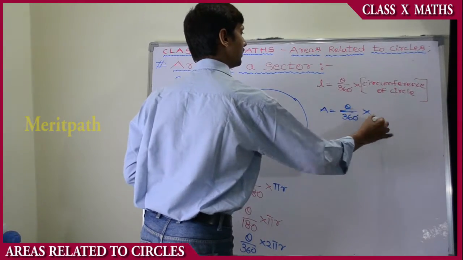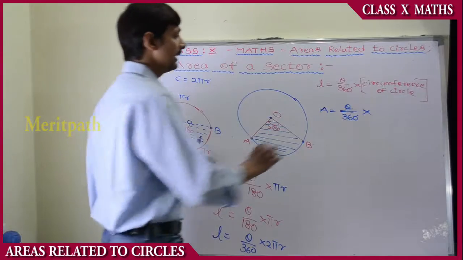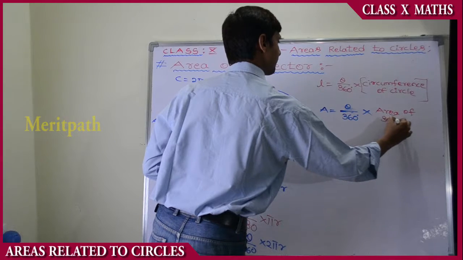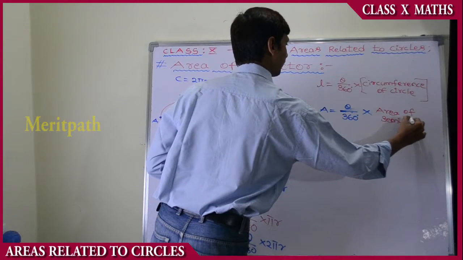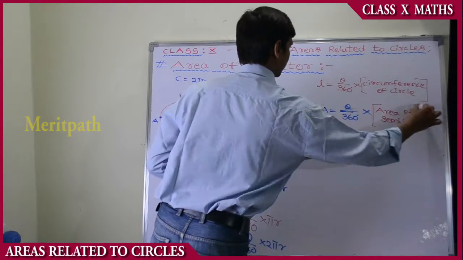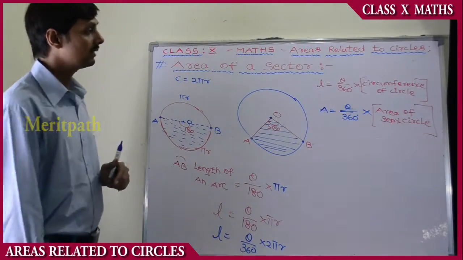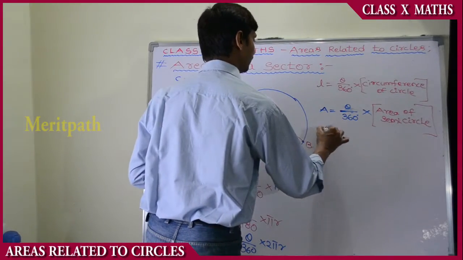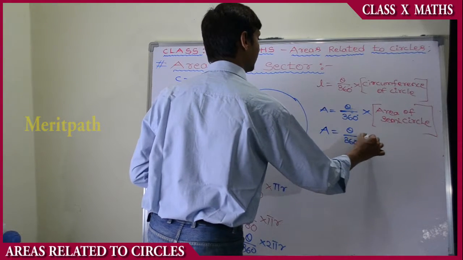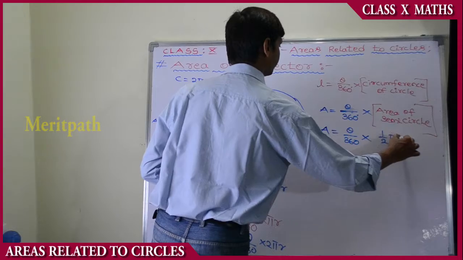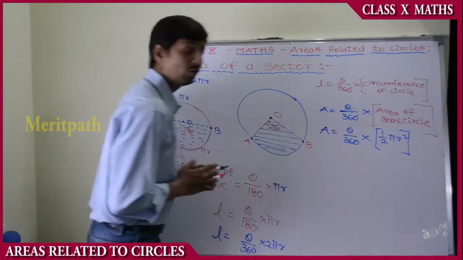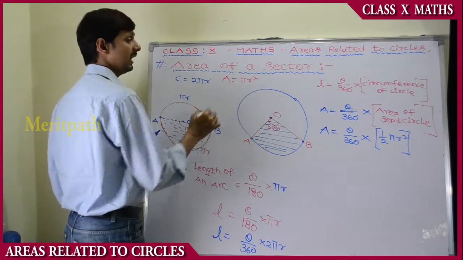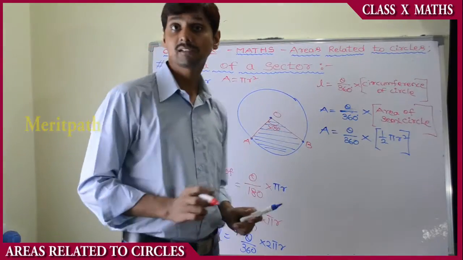into, we are taking the area of the semicircle. So instead of circumference, let's take the area of the semicircle. Then it becomes A is equal to theta by 360 degrees into half pi r square. Because the area of a circle is equal to pi r square, the area of a semicircle is equal to half of pi r square.